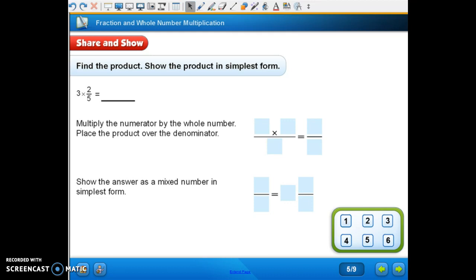Now we're going to go on to our share and show, and this is number 1 on our share and show. We have 3 and 2/5. Multiply the numerator and the whole number. So I have my whole number, I have my numerator, and I'm putting in my denominator, and 2 times 3 is 6 over 5. So I have 6/5. 5 goes into 6 once, with 1/5 remaining.